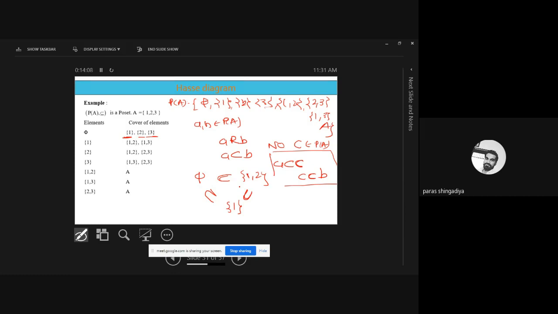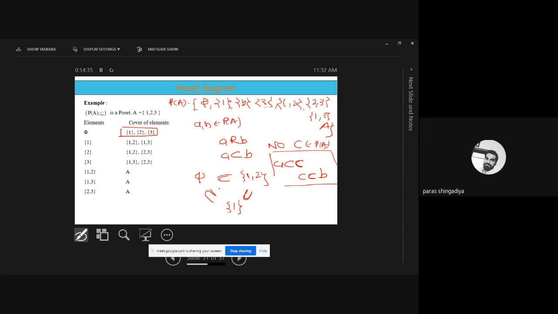{2,3} is not a cover element of 5 because {2} is a subset of {2,3} also. And similarly for {1,3}, {1,3} is not a cover element of 5. Clear? And A itself is not a cover element of 5. Clear? These are the not cover elements. So only 3 entries you have, singleton 1, 2 and 3, which will be the cover elements of 5. Okay, the rest of the entries will not satisfy the condition.